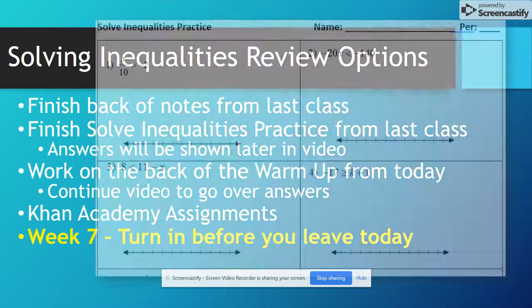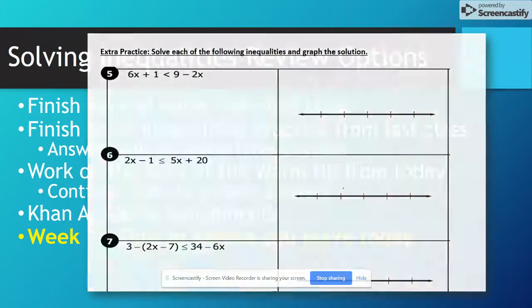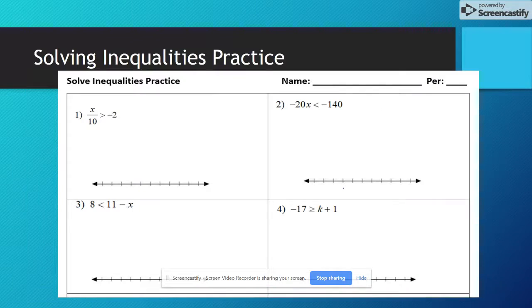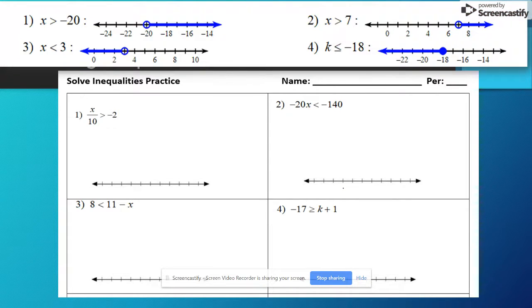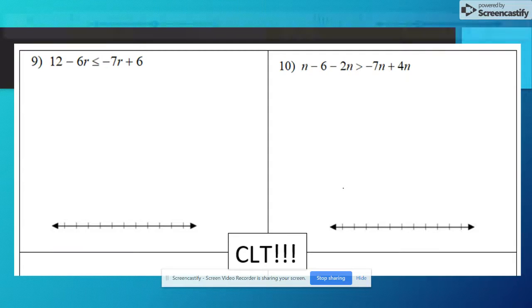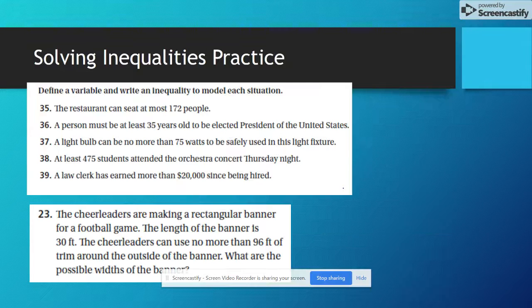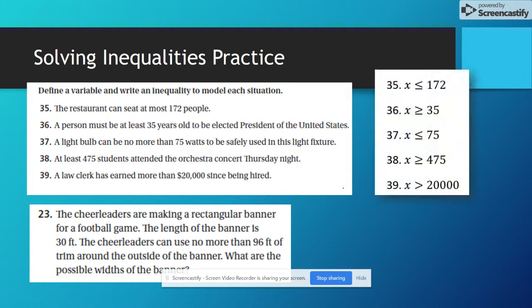So you need to pick one of these options on the screen after you get week 7 turned in, and finish the rest of today practicing multi-step inequalities. So from last class period, the solving practice, if you look up at the top of the screen, you can see the answers. Check those answers. You'll have to pause the video probably, but you can check those and see how you did, even the word problems.